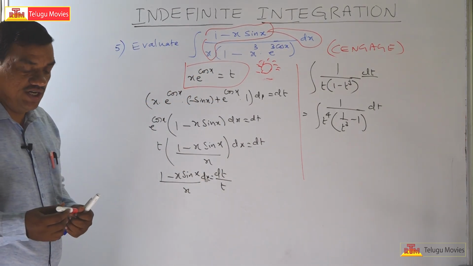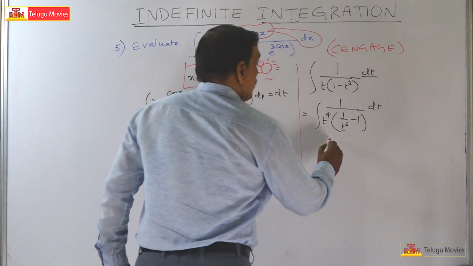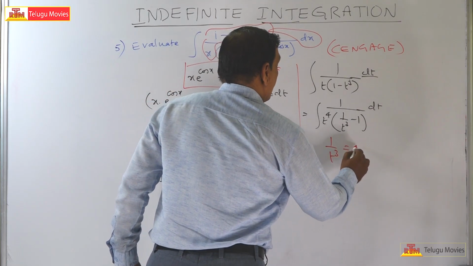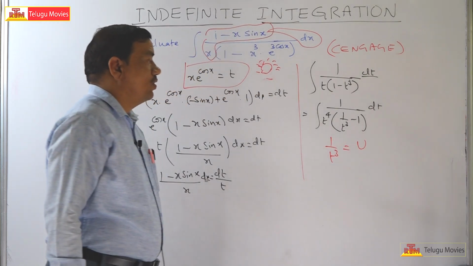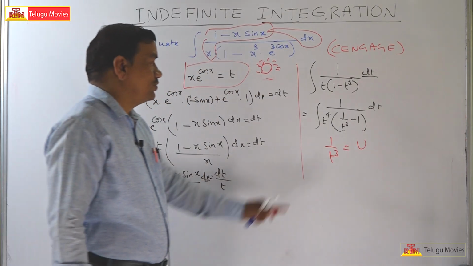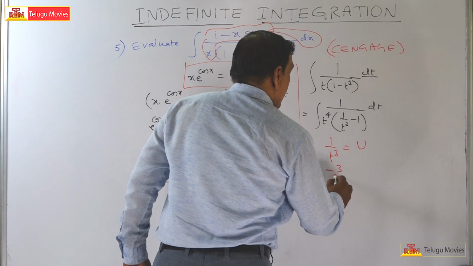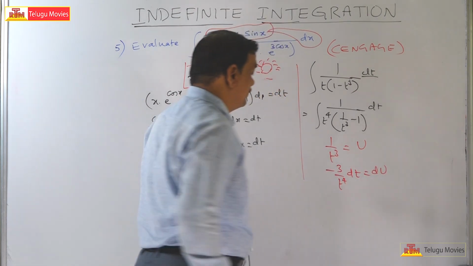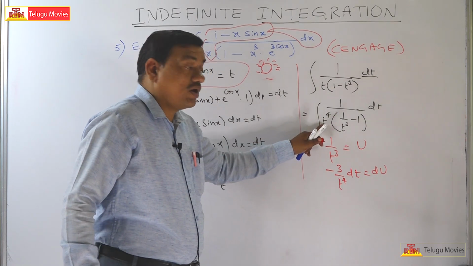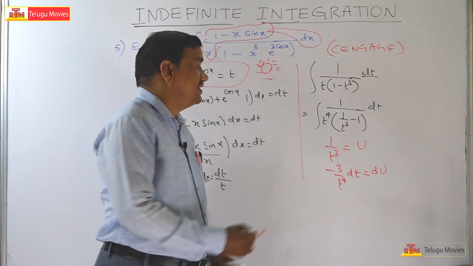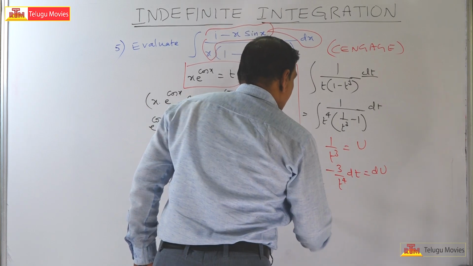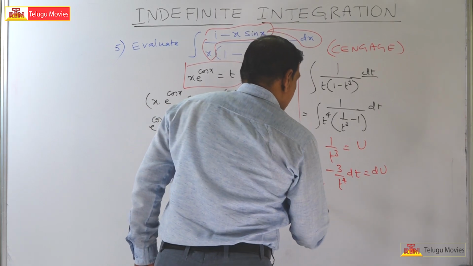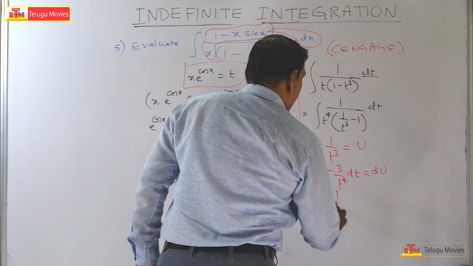Again, can I proceed like this? Put 1 by t cube is equal to some u. So this is equal to how much? Minus 3 by t to the power of 4 dt is equal to du. See here, 1 by t to the power of 4 is there, here dt is there. Minus 3, take that side. Now your problem is minus 3. So that is minus 1 by 3.